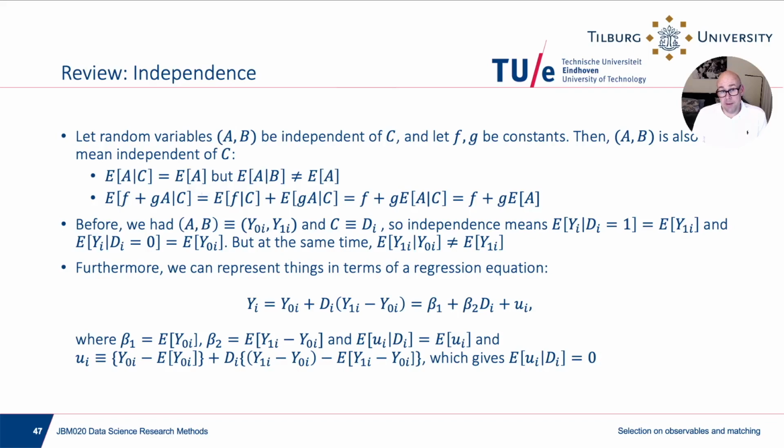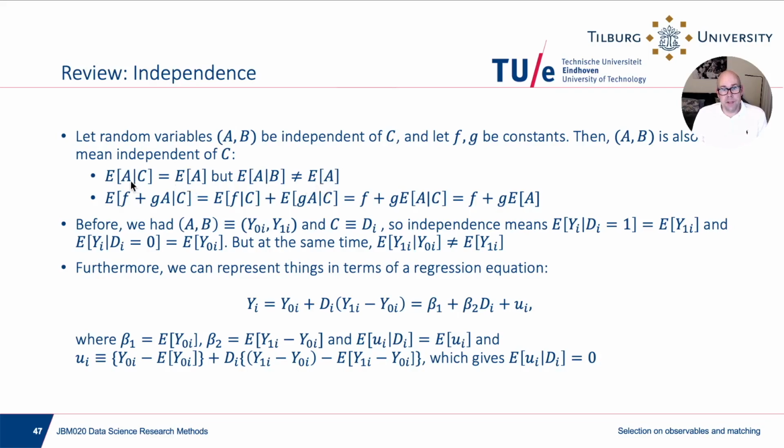At the same time, what you see here is that you had random variables a, b together, and they are independent of c. So that does not mean that a is independent of b. And for that reason, it's also not the case that the expectation of a given b is equal to the expectation of a. So in general, they're not equal to one another.